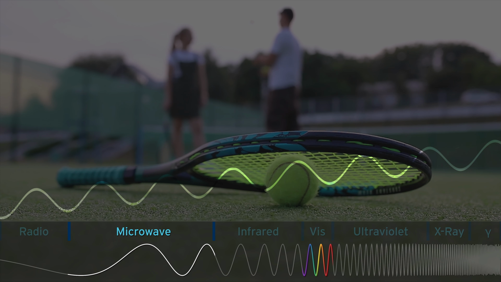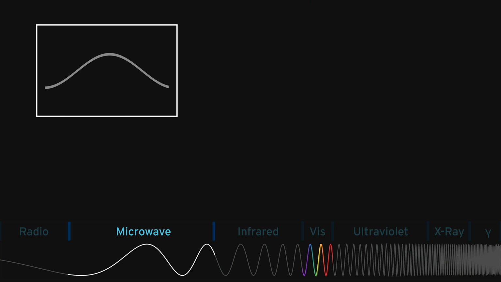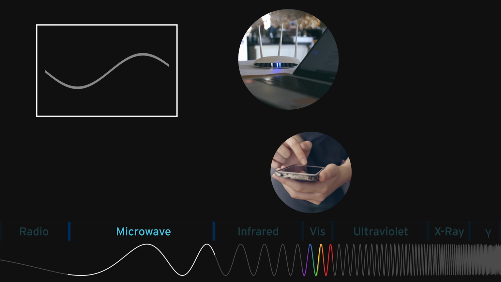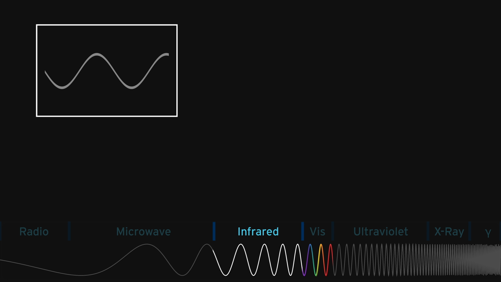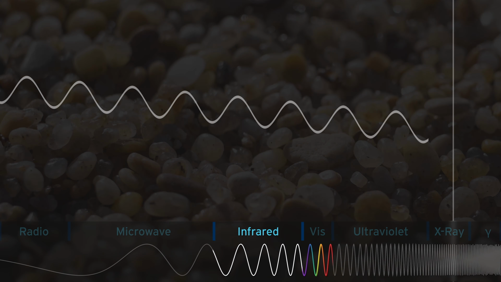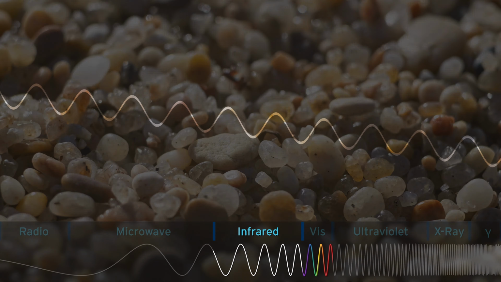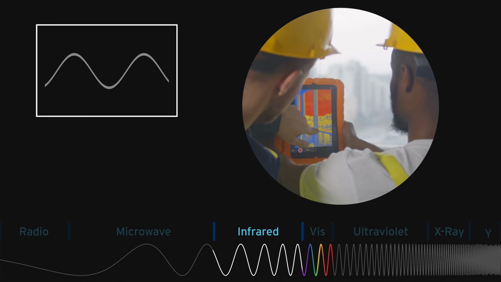Next are microwaves. A useful reference size for microwaves is about the size of a tennis ball. These wavelengths are commonly used for wireless communication like Wi-Fi and cell phones. Microwaves are also used in microwave ovens to heat food. Moving to shorter wavelengths, we reach infrared radiation. A helpful reference size for infrared is about the size of a grain of sand. Infrared radiation is closely connected to heat. Warm objects emit infrared radiation, which is why infrared cameras can detect heat.